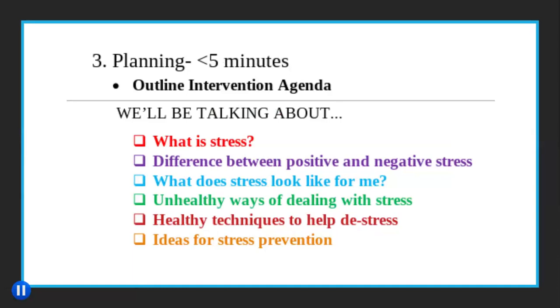What is it? Next, we'll talk about positive versus negative stress and the differences between the two. We then direct our focus in a more personal way as we talk about how stress impacts the life of the adolescent. Next, we discuss what unhealthy techniques for dealing with stress look like, what healthy techniques look like, and finally, how to strive to prevent stress in the first place.